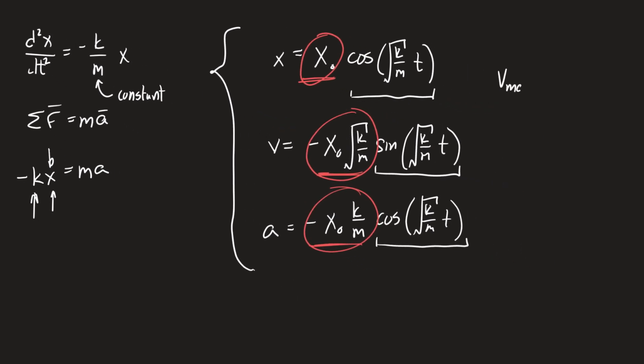First, V max is going to be x naught times the root of k over m. That will have to be true, because that's the max of the function. And A max is always going to be x naught times k over m.